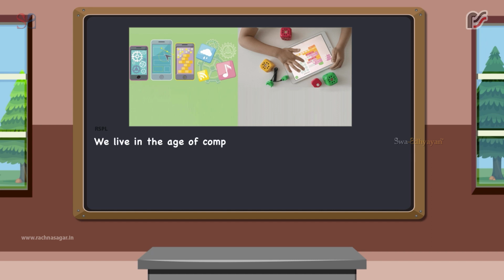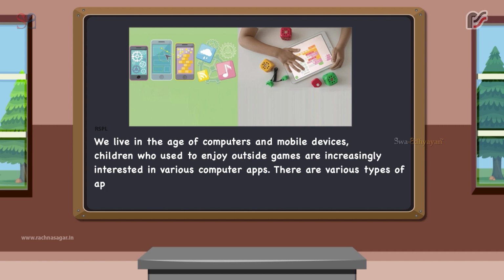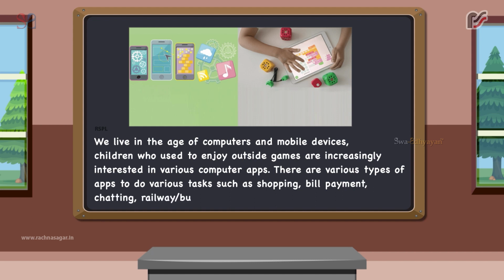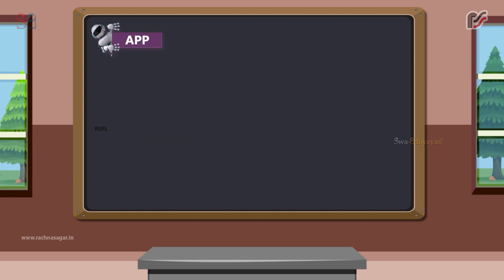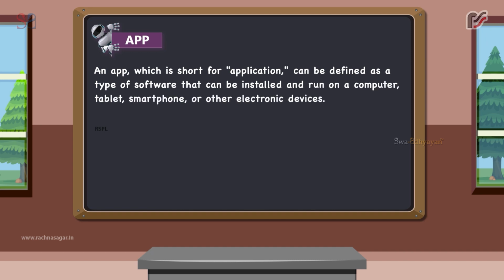We live in the age of computers and mobile devices. Children who used to enjoy outside games are increasingly interested in various computer apps. There are various types of apps to do various tasks such as shopping, bill payment, chatting, railway or bus ticket booking, hotel booking, etc. An app, which is short for application, can be defined as a type of software that can be installed and run on a computer, tablet, smartphone, or other electronic devices.